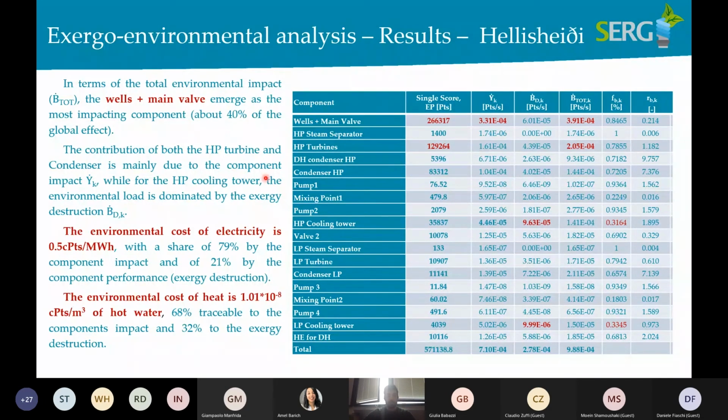Finally, we found that the environmental cost of electricity is 0.5 centipoints per megawatt hour, and most of it is derived from the direct component impact. On the same measure, the environmental cost of heat was calculated to be 1.01 times 10 to the minus 8 centipoints per cubic meter of hot water. And also in this case, the majority of this contribution was provided by the components' impact.